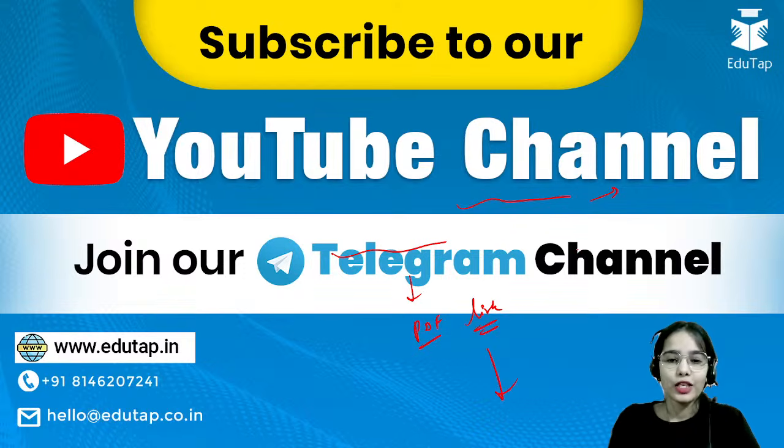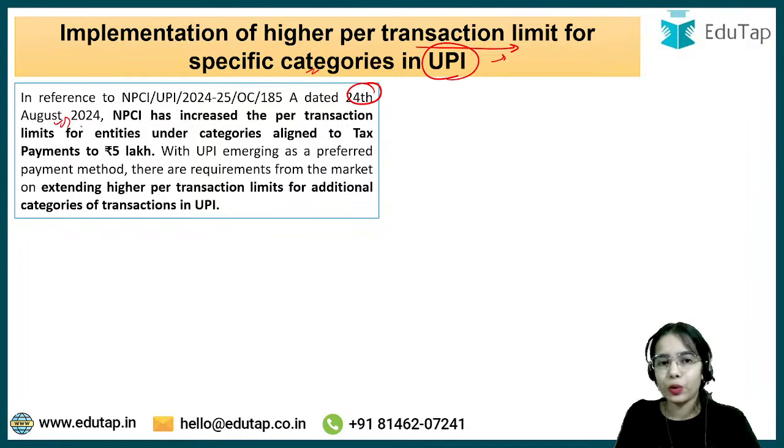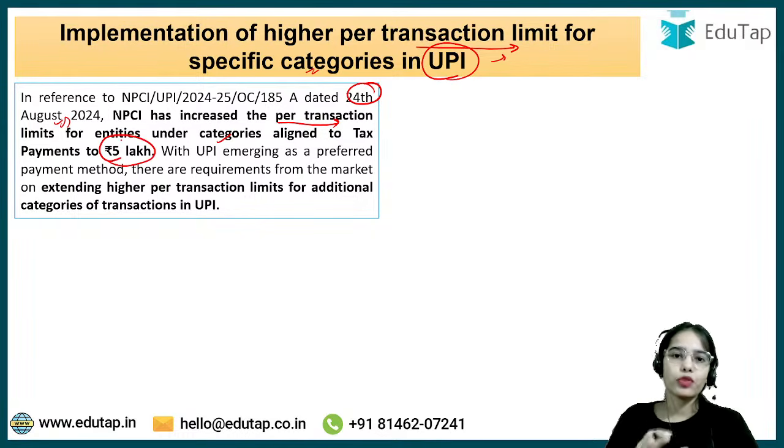Okay, so let's get started with the first news article, that is implementation of higher per transaction limit for specific categories in UPI. So for specific categories in UPI, a higher per transaction limit has been notified. Basically, the NPCI on 24th August 2024 increased the per transaction limit for entities under categories aligned to tax payments to 5 lakh rupees. So basically for tax payments, the limit was increased to 5 lakh rupees.